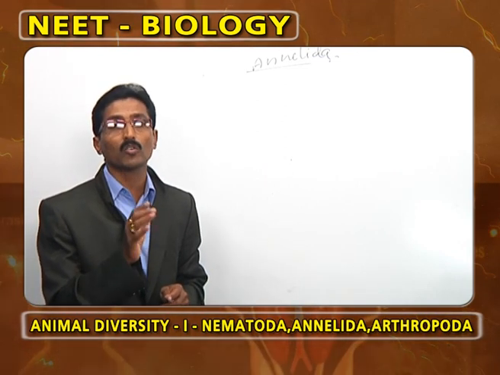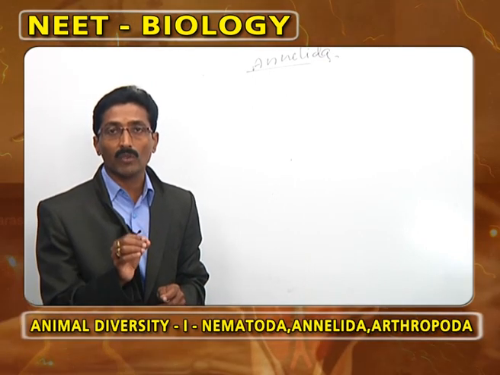In the Annelida, as we observe, the body wall is dermomuscular. What is the meaning of dermomuscular? The body wall consists of dermis and muscles. What type of muscles are present? Circular and longitudinal muscles are present.